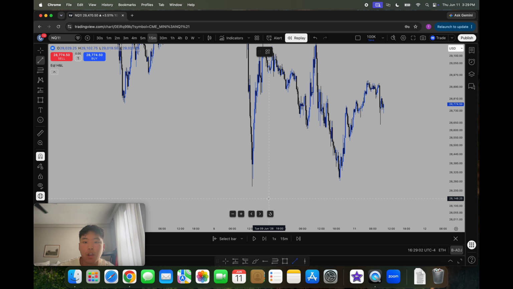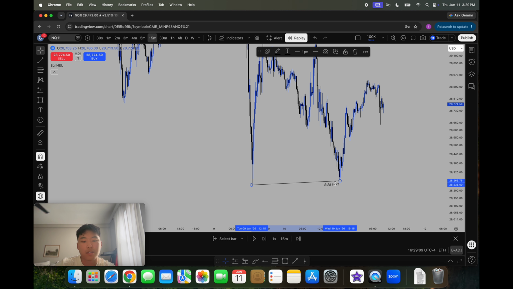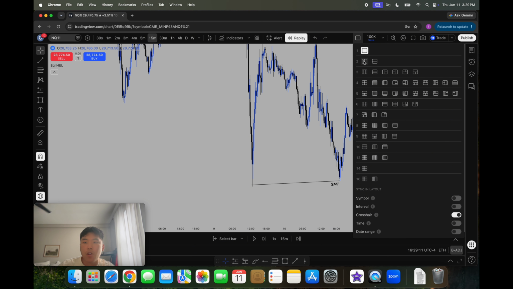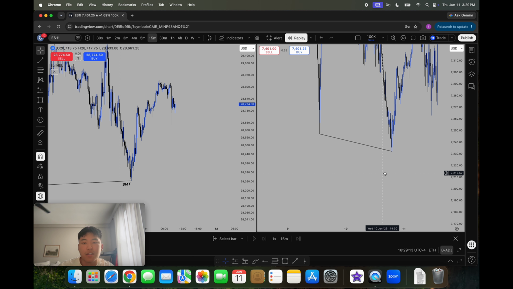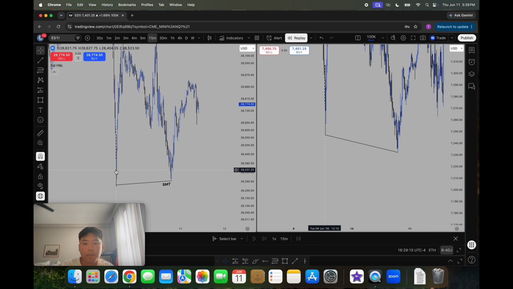to get bias. What I noticed right away is we have a huge SMT right here correlated with ES, right? What is an SMT? Well, it pretty much just means that an index is lagging, right? Look at the times here. Look with my cursor. Both aligned at the same time.